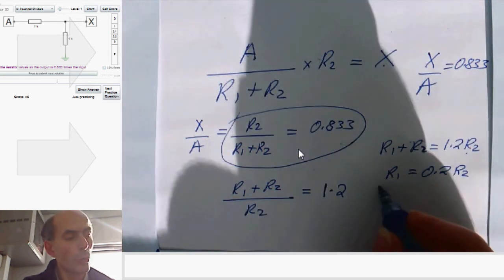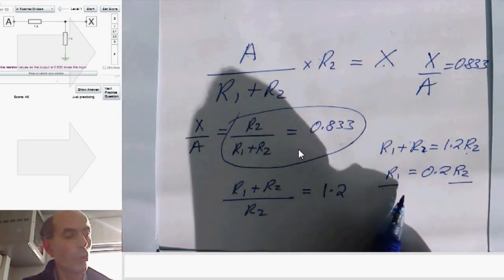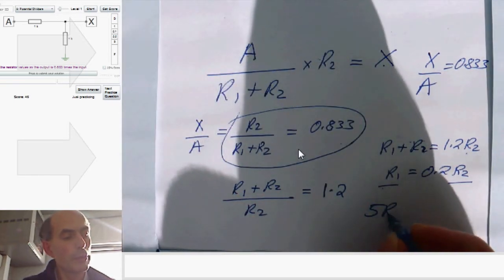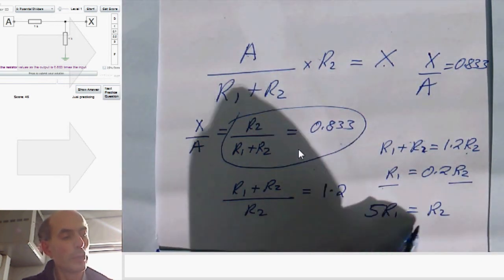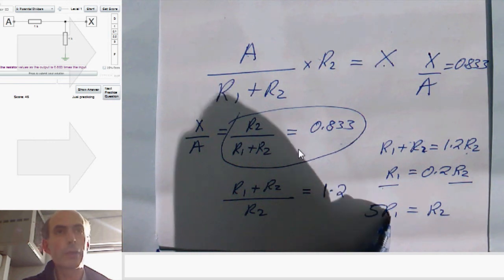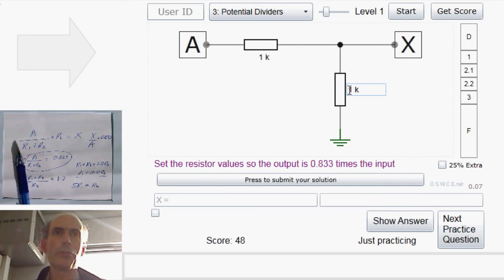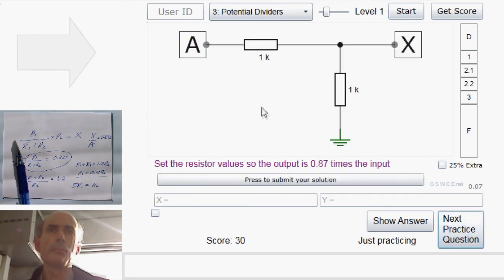And it doesn't matter what the absolute values are, provided the ratio of them is 0.2. To express that another way, 5 times R1 is R2. Just multiply both sides by 5. So R2 must be 5 times bigger than R1. Right. Back to here. Doesn't really matter what the values are, so I could just set that to 5k. And then it's 5 times bigger than this value here, and I'm done. Excellent. I'll just do another one like that.